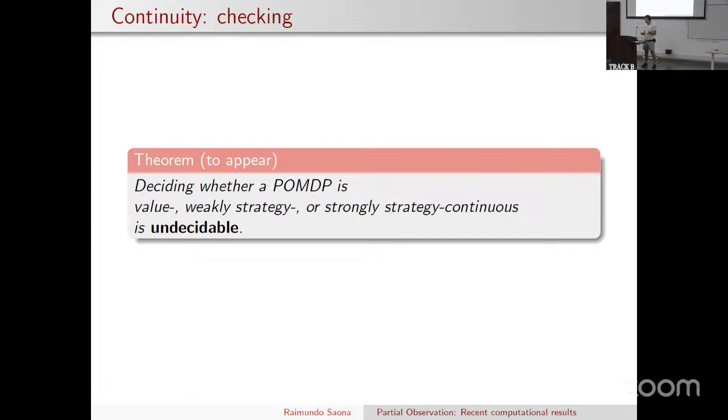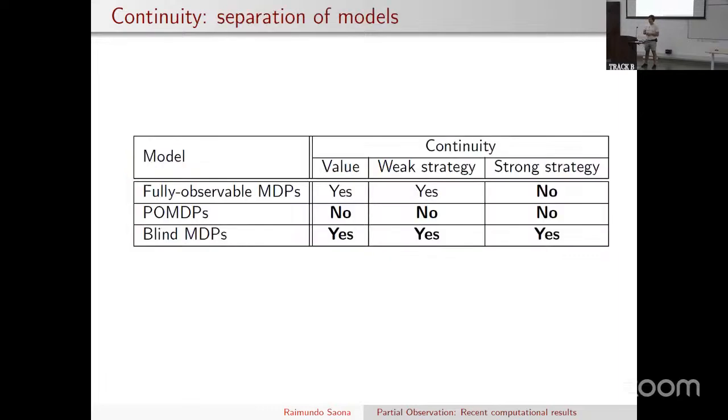What's the bright side? The bright side is that if it is a blind MDP, then it is continuous. It is continuous on the values, it is continuous on the strategies. And the surprising thing is that it's even more continuous than the classic model of fully observable Markov decision processes. The property here is strong strategy continuity. We can talk about it later.